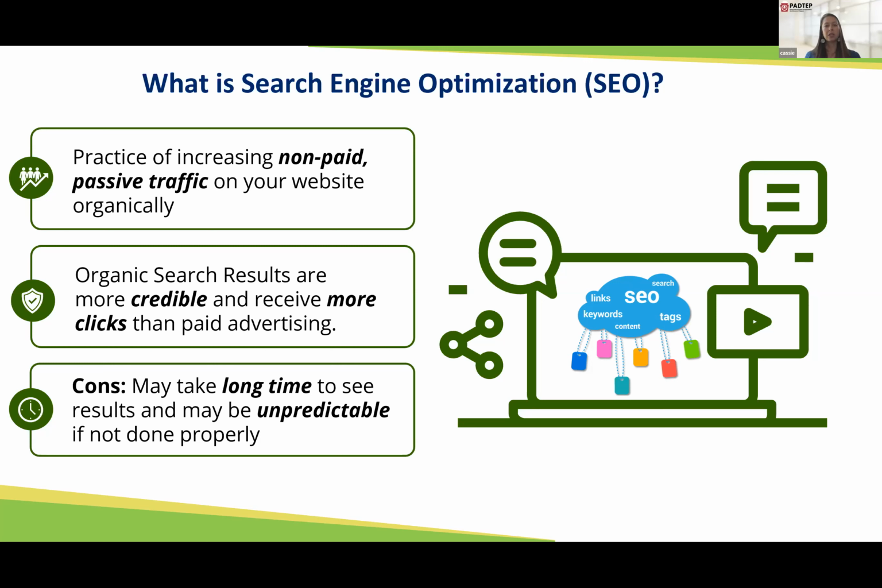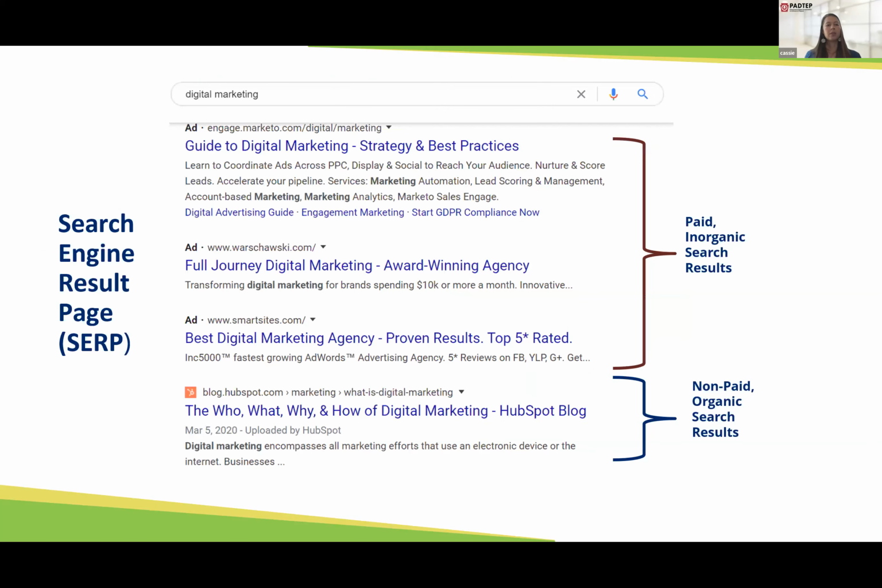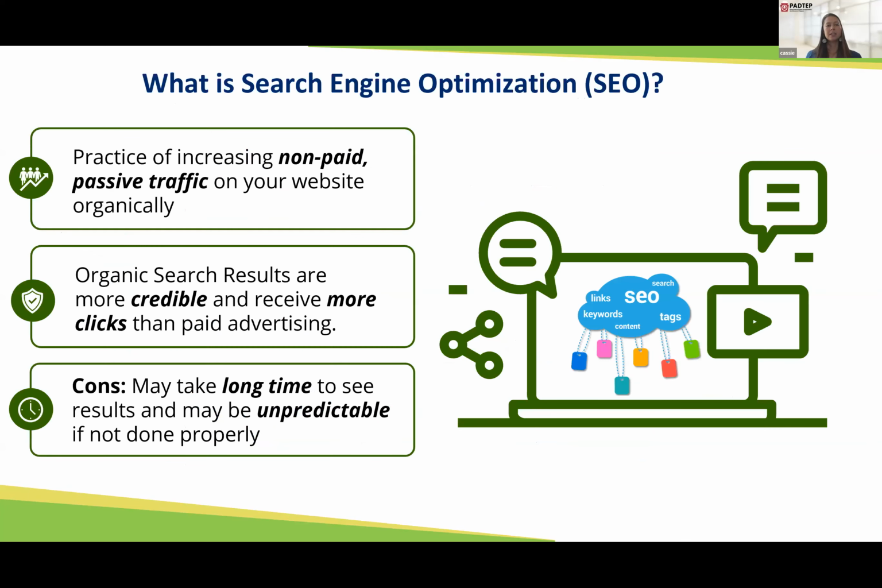A search engine results page looks like this. Now, if you notice here, these first three have "ad" written next to them. Those are paid, inorganic search results. Now, I don't know about you all, but I usually scroll past those and click on the site that has no ad written next to it. And as it states here, organic search results are those that don't have ad written next to them, typically are viewed as more credible and actually receive more clicks than those that have ad written next to them.